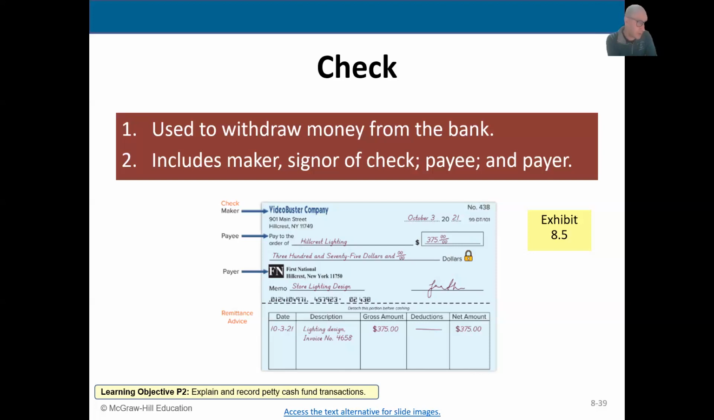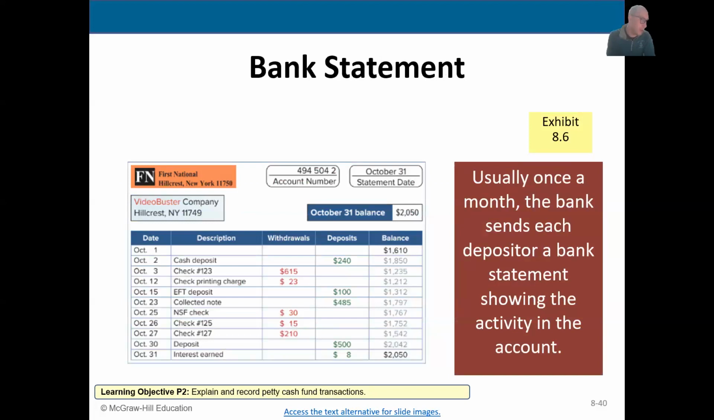At the bottom, we call this a remittance. A lot of checks have what we call carbon copies, right? It's the paper on the back. It shows an imprint of what you wrote down. That's a check. A bank statement.